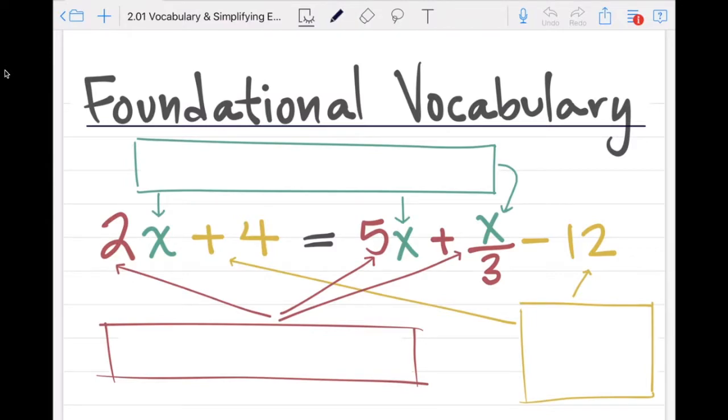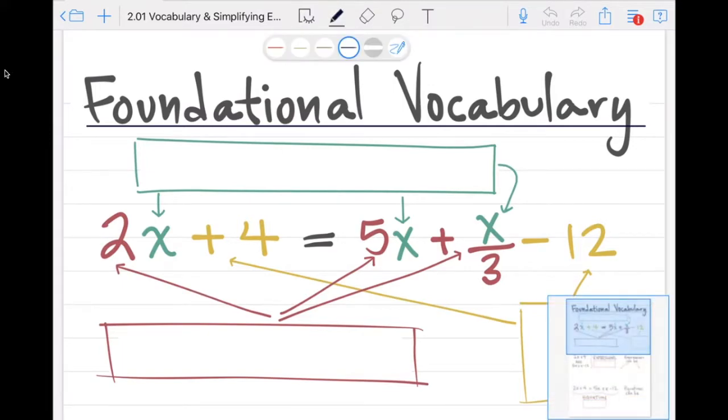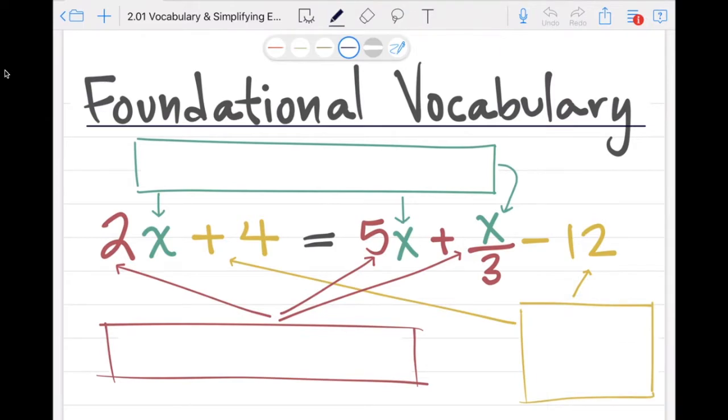Okay, we're going to do some algebra vocabulary that you're going to hear all year long, and then we're going to do a little bit of practice with simplifying expressions. So let's just fill in these boxes to start off with. We've got the top box that's pointing to all of the x's. When you have letters that are representing unknown quantities, those are called variables.